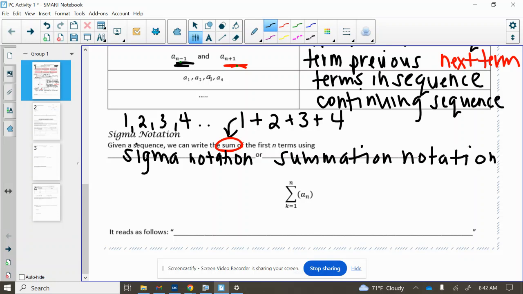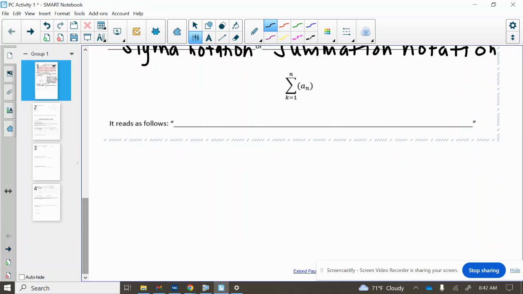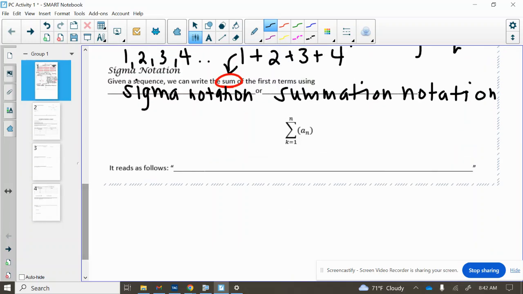So this sigma here, it looks big and scary. It is not, okay? All that this sigma is telling us is that we are able to add up the sequence. So what do each of these things mean? Okay, well, this is the term that we are starting with. Okay, so we're starting with this term.